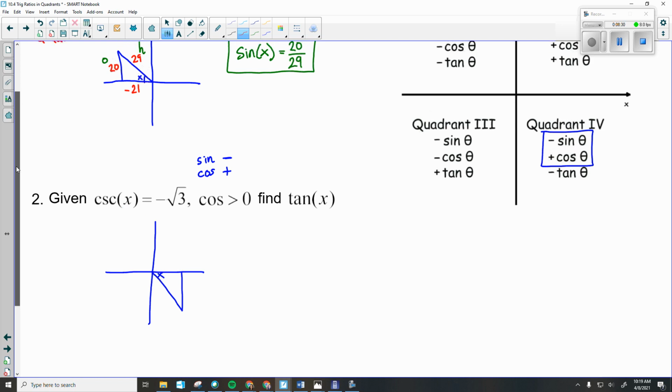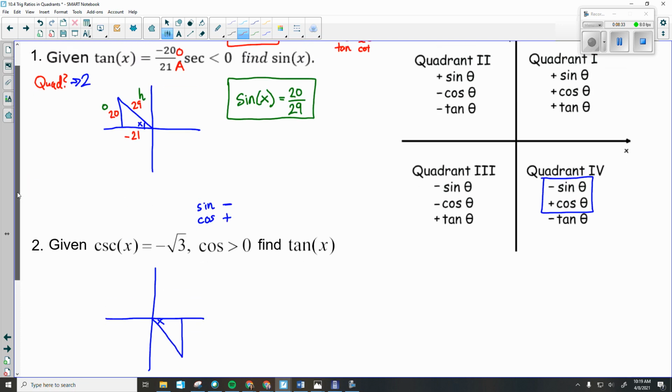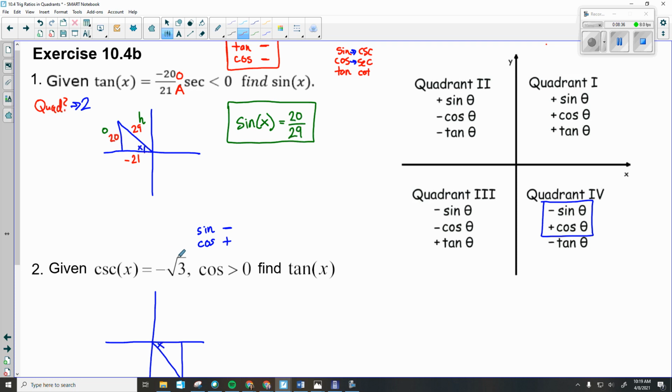and hold on here, so cosecant. So they gave me cosecant is equal to negative square root of 3 already. Well, I know that cosecant is the reciprocal of sine, right? So I know that sine, okay, if I'm using SOHCAHTOA, sine has the sides O over H. Okay, so if you remember how cosecant works, cosecant uses those same sides, but they're flipped upside down, okay? So it's going to be H over O.